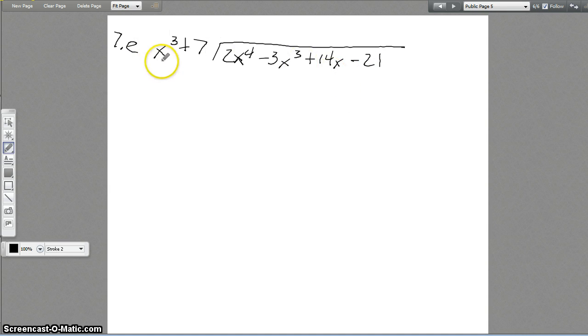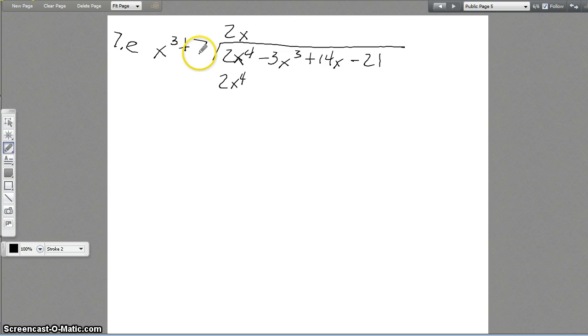Okay, so we ask, what do we have to multiply x cubed by to get 2x to the 4th? Well, 1 times 2 would be 2, so I've got to put a 2 there. And then x cubed times x would be x to the 4th, so I need an x here. 2x times x cubed is 2x to the 4th. Now I need to multiply the 2x by 7. 2x times 7 is 14x.